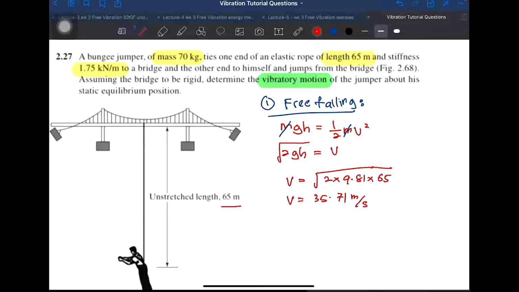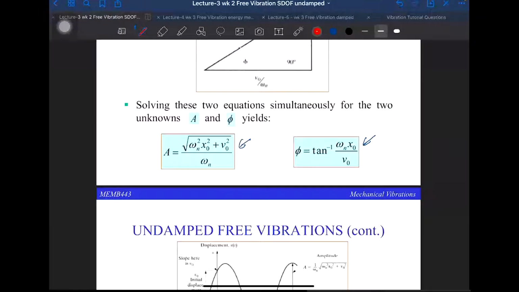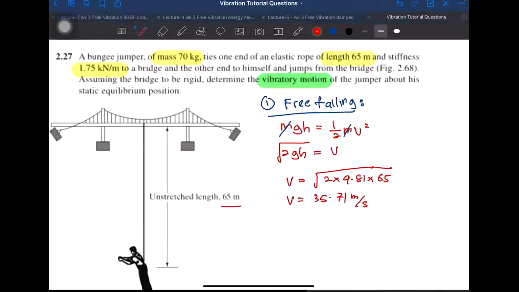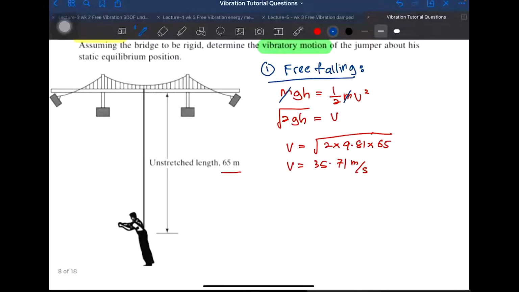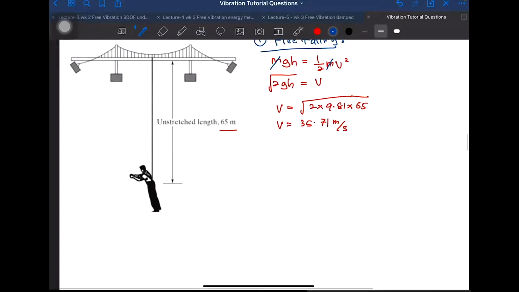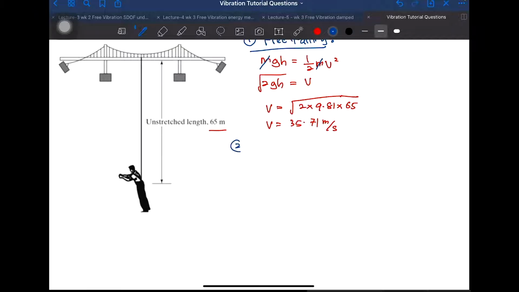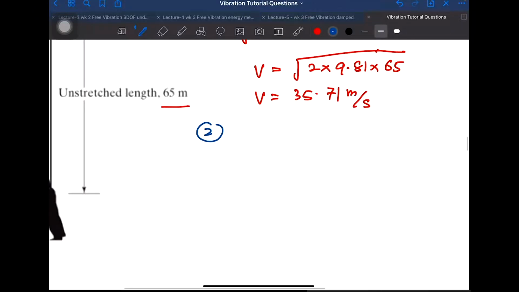now from the lecture, right? We have to know what x naught is, and what v naught is, which is x dot naught basically. We have to know both of them. I'm just going to put it over here. Second step is to find the displacement and velocity at static equilibrium position.